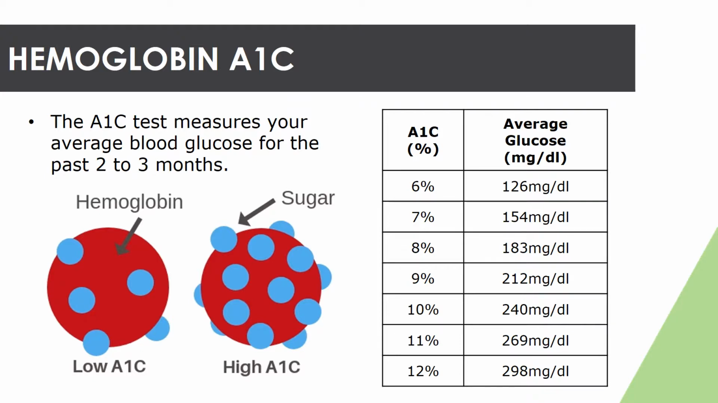And this table provides an estimate of average blood sugars corresponding to a particular A1C. For example, if your hemoglobin A1C is around 8%, it tells your physician that your blood sugars have been running on average about 183.